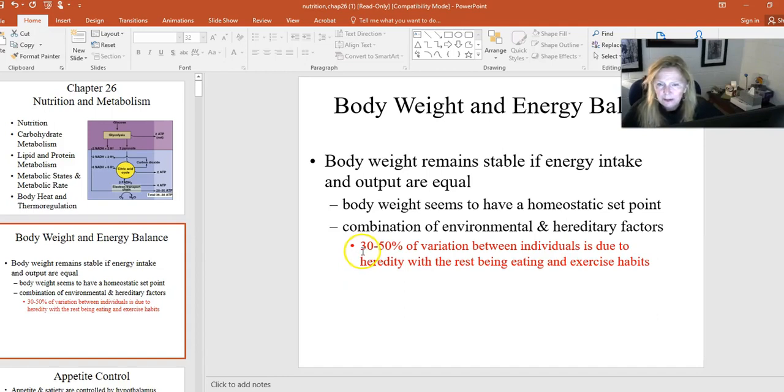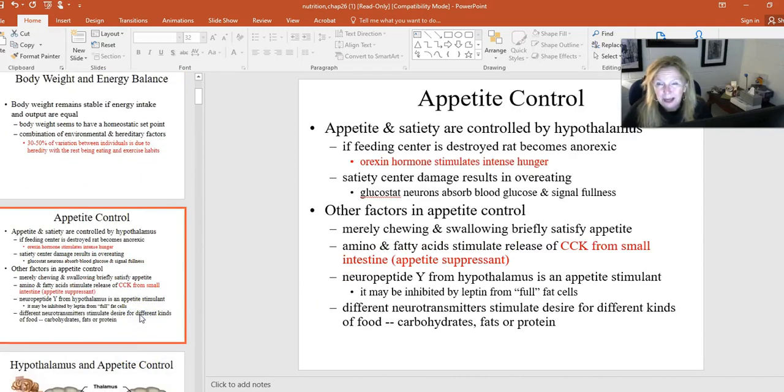So about 30 to 50%, I wouldn't ask specifics here. There's a variation of individuals that is due to heredity. So some people are bigger boned, some people just have a normal lower metabolism or higher metabolism. But the majority is because of eating and exercise habits. So it's usually behavioral when we think that somebody has a problem.